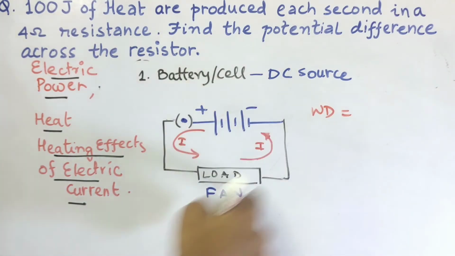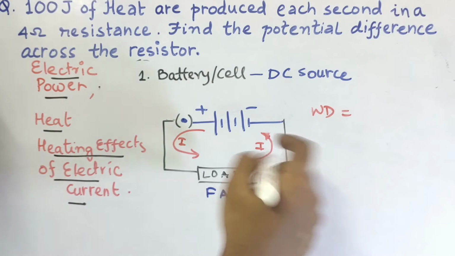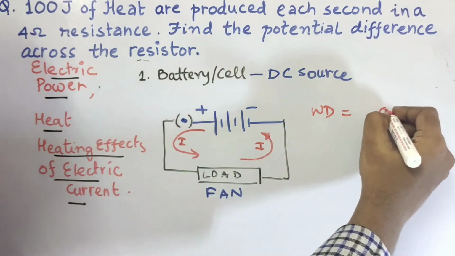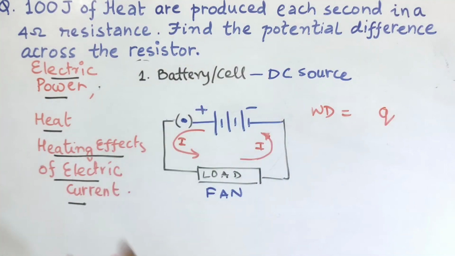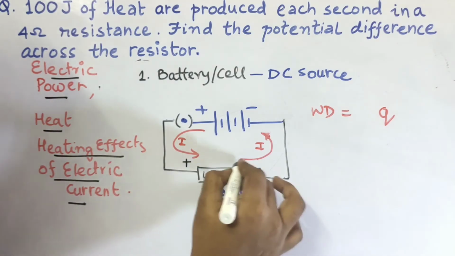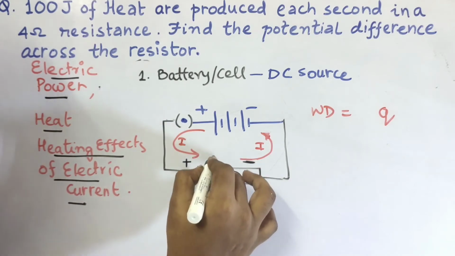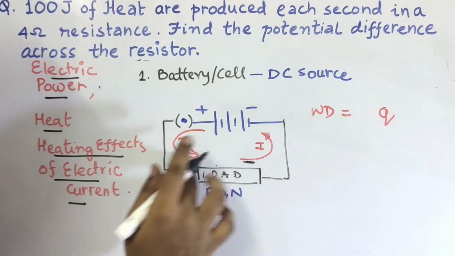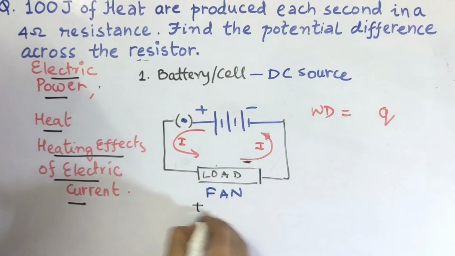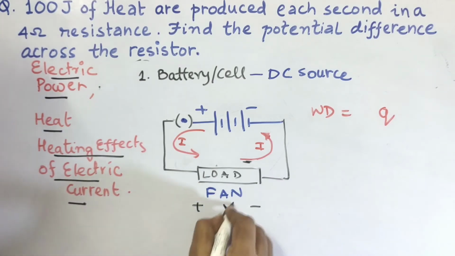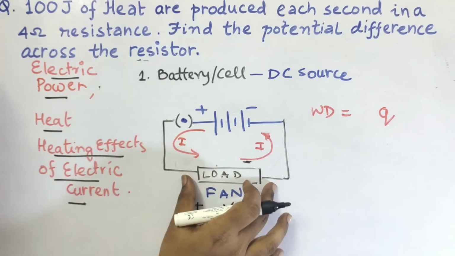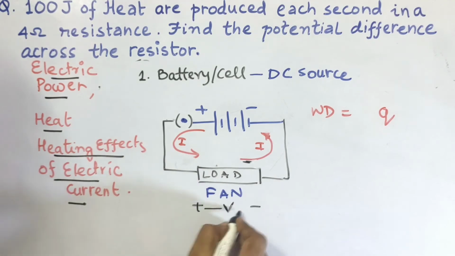to transfer the charge, let us say charge Q has been transferred through the circuit, then what would happen? A potential difference is created across the load, and that potential difference, let me call that as V.